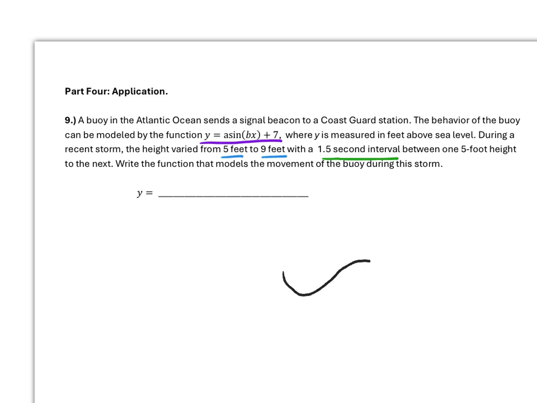So we know that this is like a wave situation. The highest height of the wave, it says, is 9 feet. The lowest height of the wave is 5 feet. And because of what we were given, we know that this midline is at 7, right? We know that that's shifted the graph up 7. So from there, we can identify our amplitude. 9 is 2 above 7, 5 is 2 below 7. So our amplitude is 2.